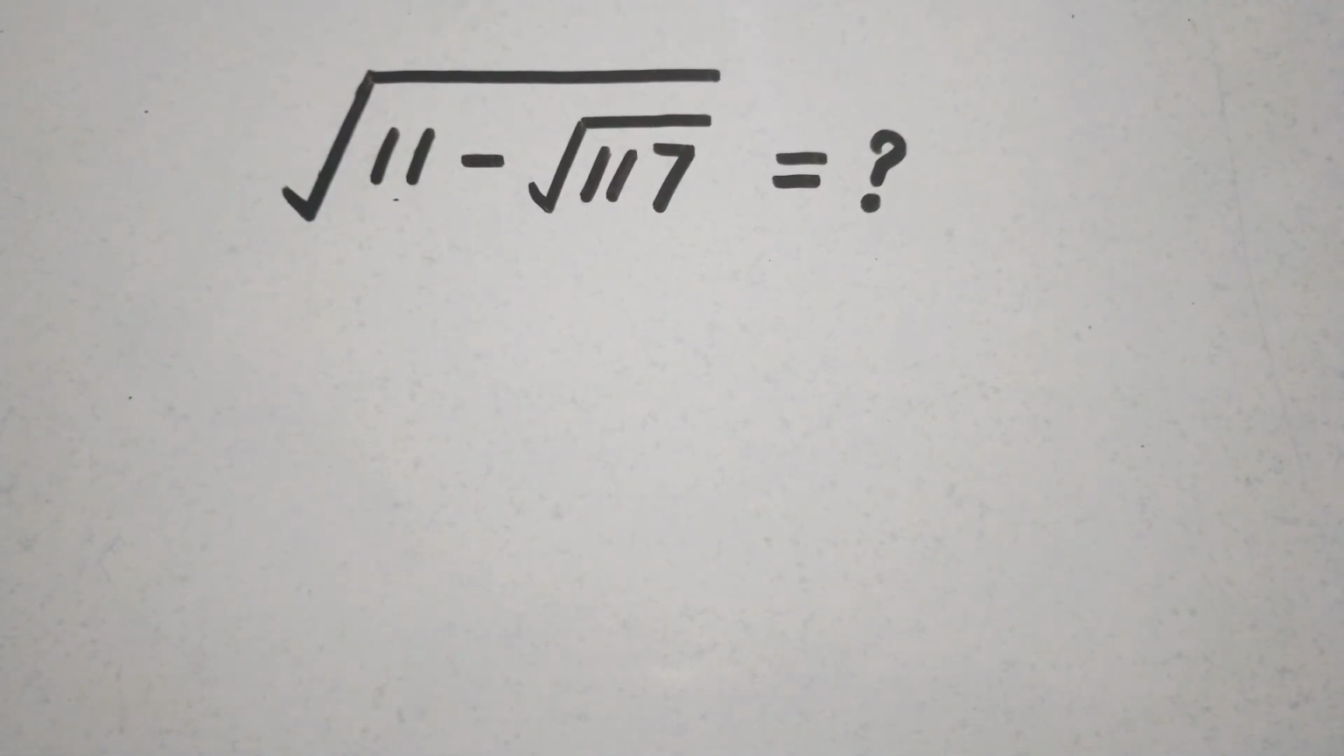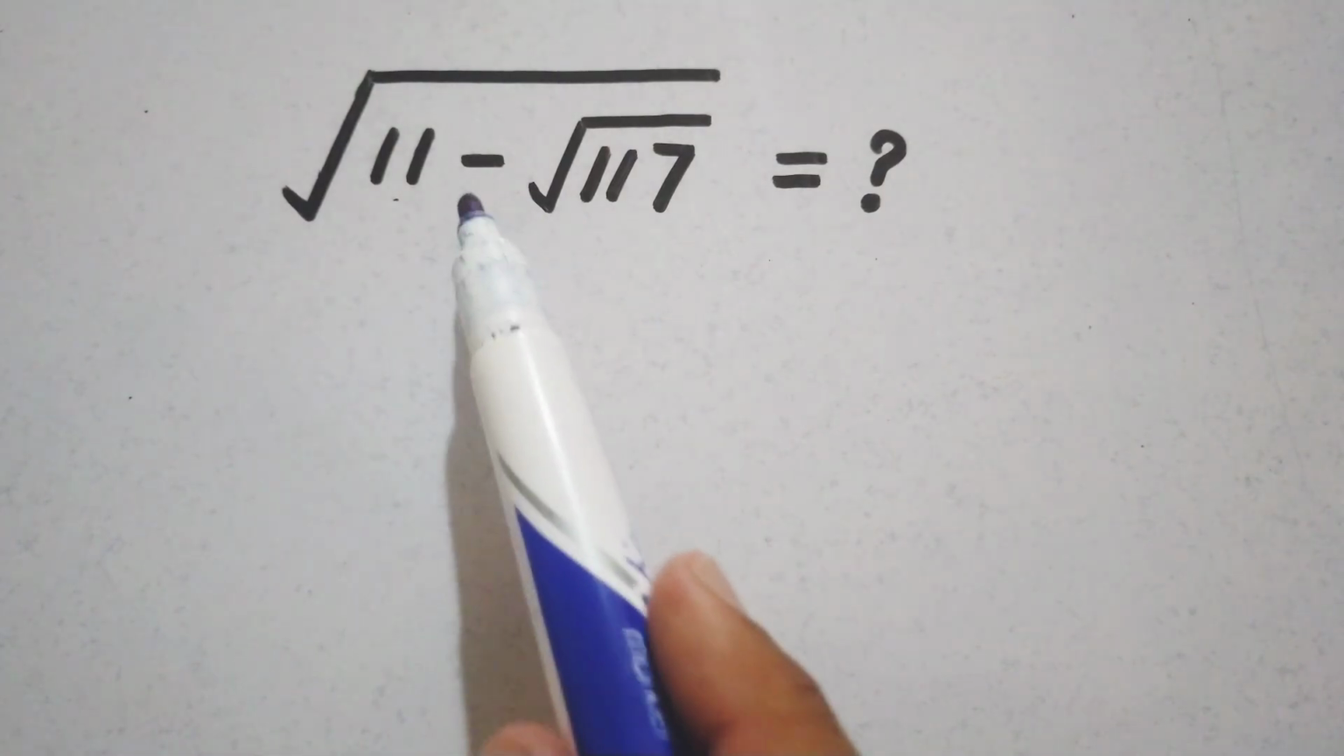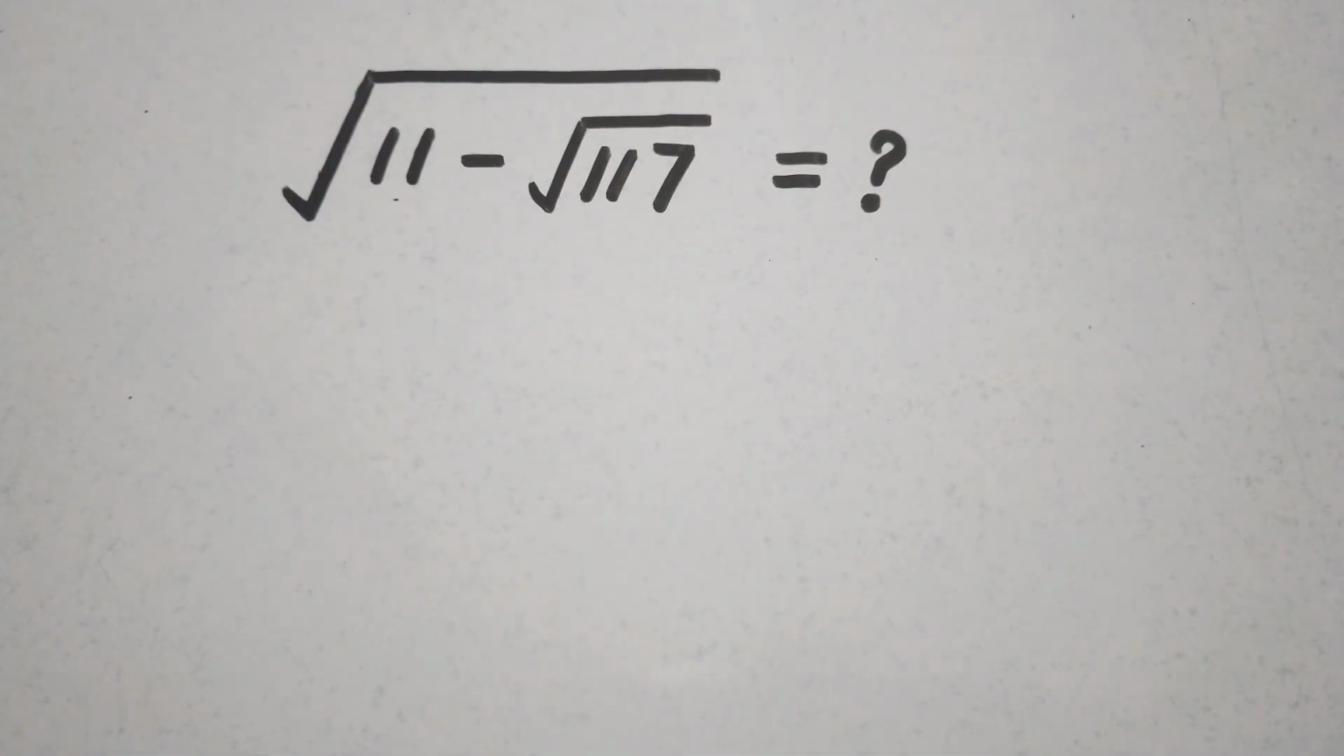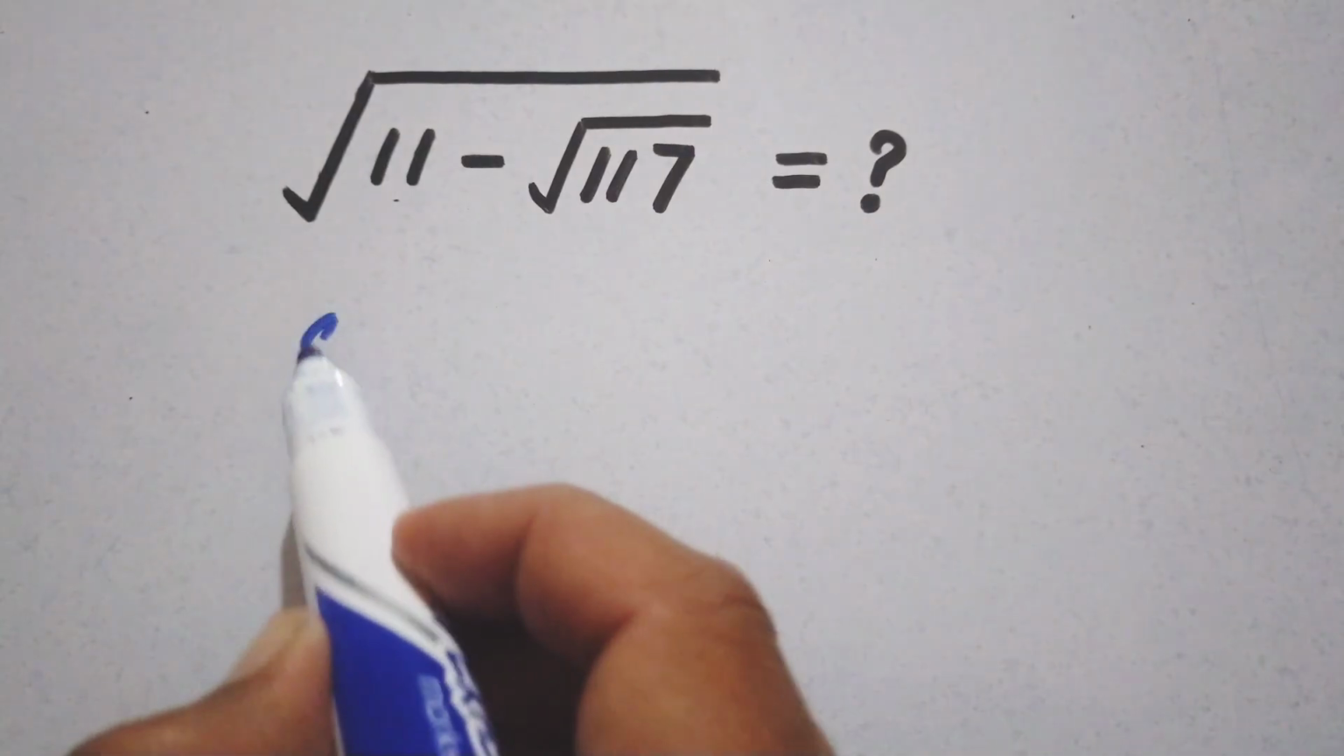Hello everyone, how to simplify this very nice radical expression? Square root of 11 minus square root of 117. So let's simplify this.